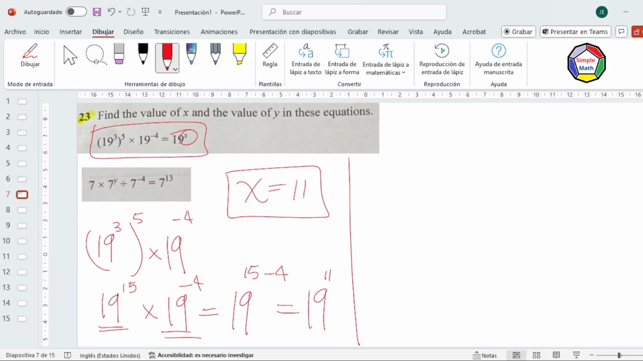All right, so let's check. First we multiply. Then we subtract 15 minus 4, which is 11. Perfect. Now let's solve this one.